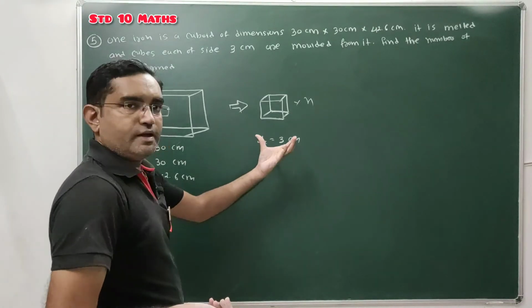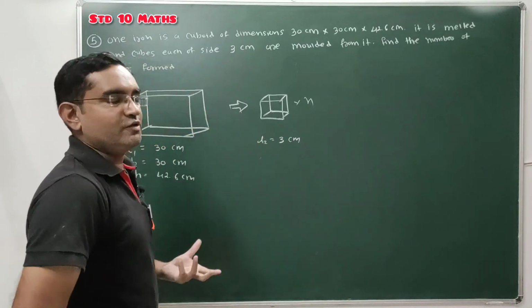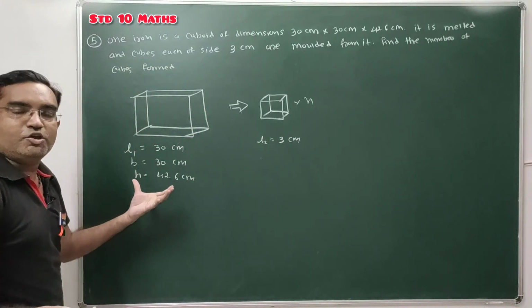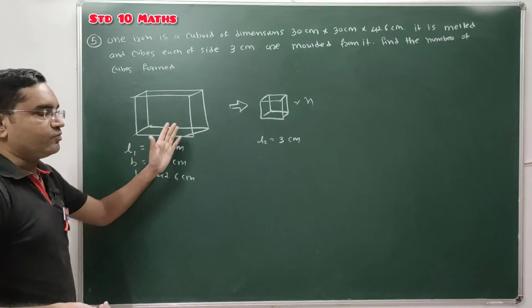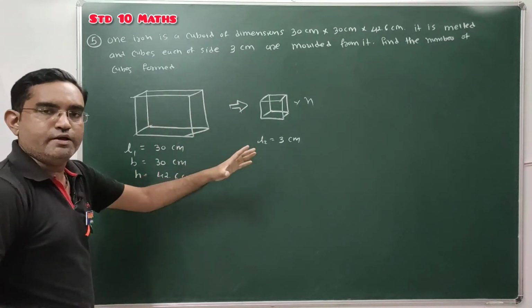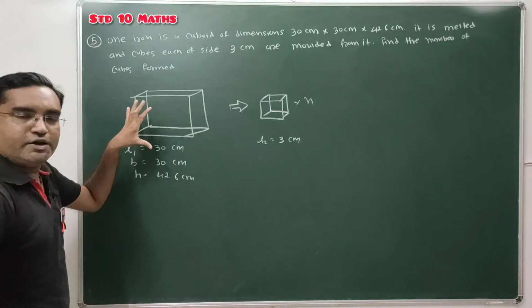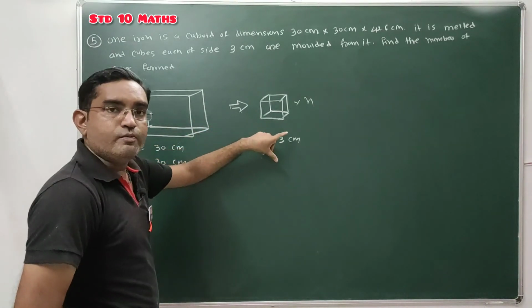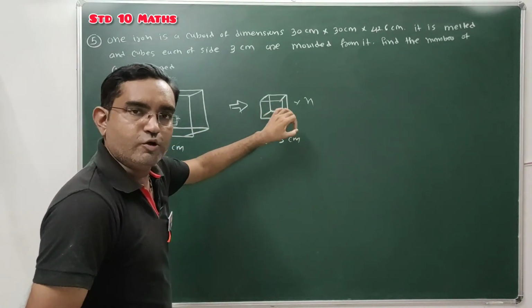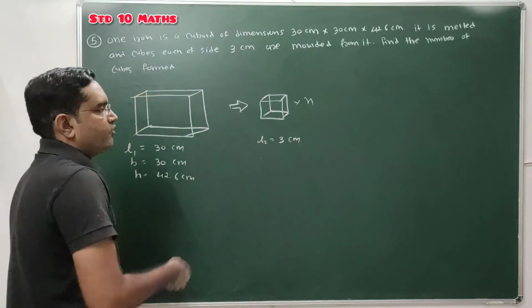So volume of this n number of small cubes is equal to volume of this larger cuboid. It's a conversion of solid. So in the conversion of solid, we have to compare its volume. So volume of this one cuboid is equal to volume of this n small cubes. Clear students? Write down the formula.